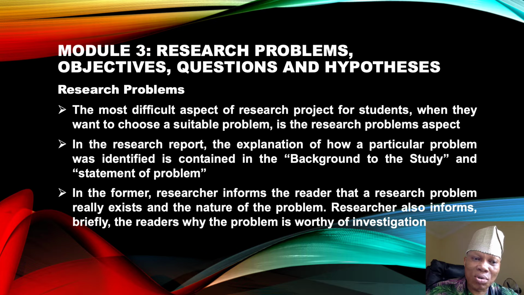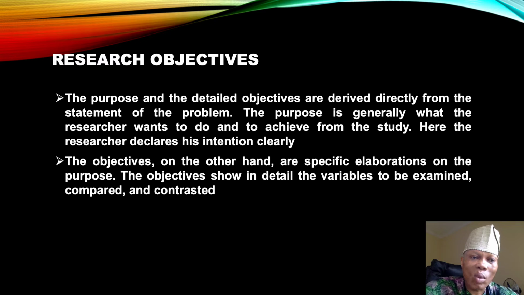We now move on to research objectives. The purpose and the detailed objectives are derived directly from the statement of the problem. The purpose is generally what the researcher wants to do and to achieve from the study. Here, the researcher declares his intention clearly.